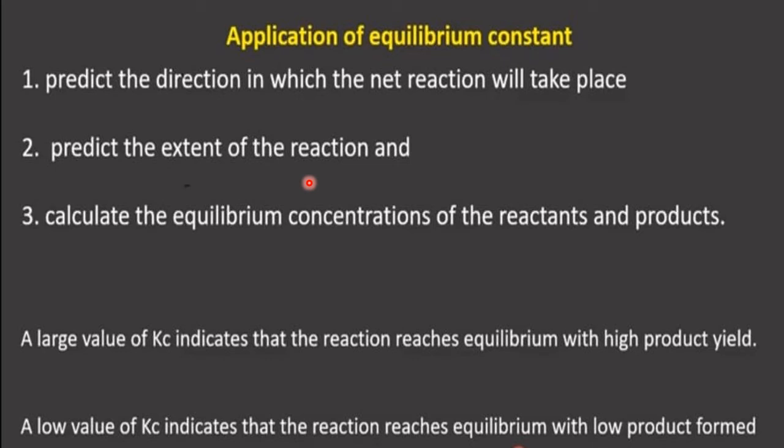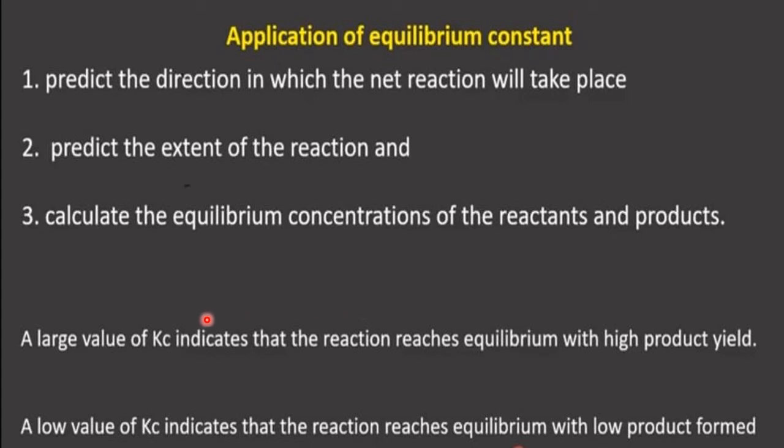Extent of the reaction I already explained. What is the extent of reaction? Extent of reaction means to what extent the reaction will go. Then the third one, calculate the equilibrium concentration of the reactants and product. Equilibrium concentration means Kc and Kp. These are calculated with the help of the equilibrium constant. So first is to predict the direction, second is to predict the extent of reaction, and third is to calculate the equilibrium concentration of the reactants and product.